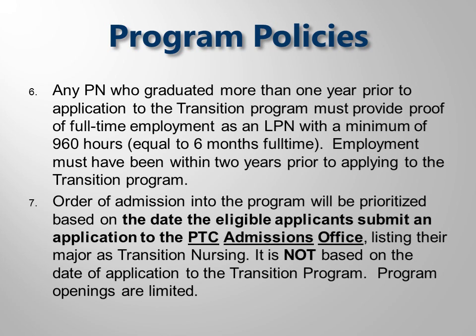As we look at number 7, we learn how the available seats in the program are awarded. The transition class is offered each fall, and there are a limited number of openings available. To determine the order in which we admit applicants into the program, we look at the date that each applicant submitted an application to the admissions office, listing transition nursing as their major. It is not based on the order that the actual transition applications are submitted, but on the date your general PTC application was submitted to the admissions office.